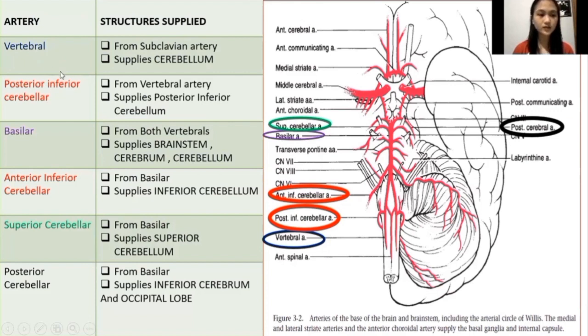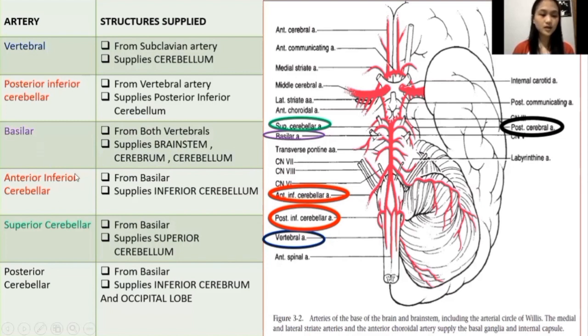First is the vertebral artery. It comes from the subclavian artery and it supplies the cerebellum. The posterior inferior cerebellar artery comes from the vertebral artery and supplies the posterior inferior cerebellum. And of course, the basilar artery, which was discussed a while ago. Again, it is from both vertebrals and it supplies the brainstem, the cerebrum, and of course, the cerebellum.